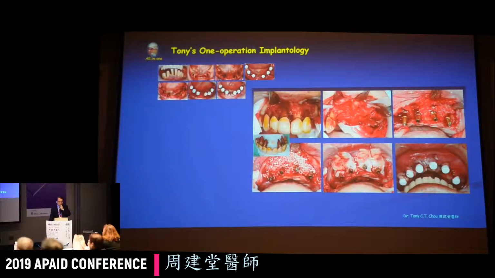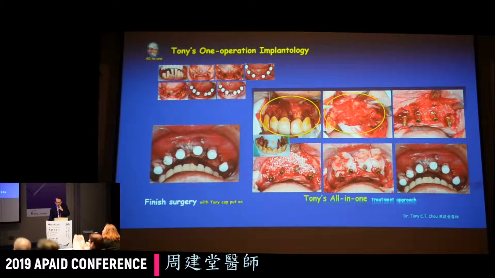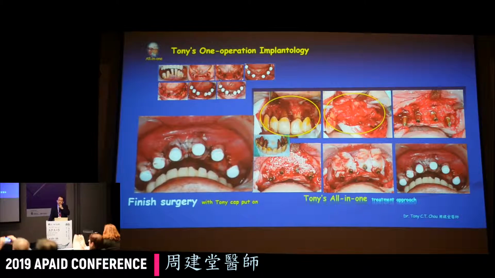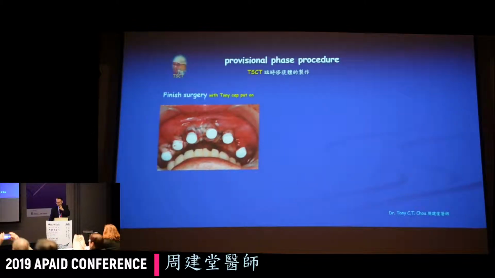One more, a very difficult situation in the maxilla: extraction of the infected teeth and a crest defect, and we performed it by Tony's one operation protocol. And then this is the final situation after finishing the surgery, with the Tony cap put on. Now we finish the surgery.